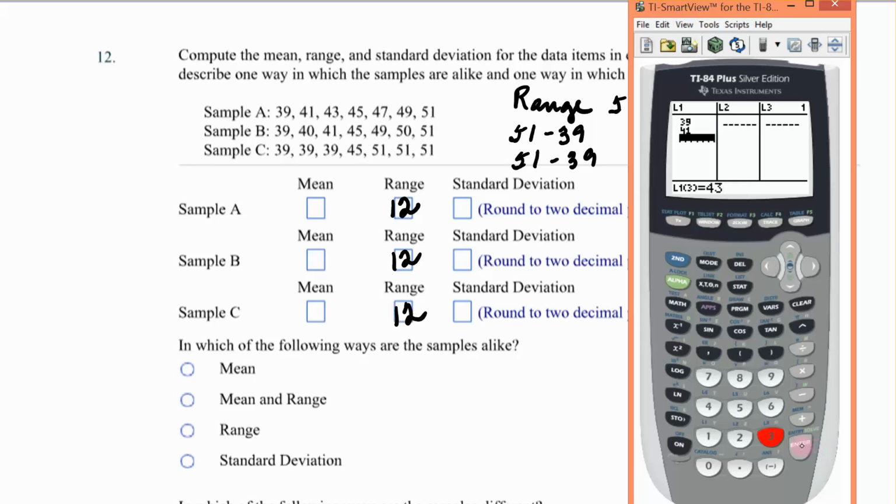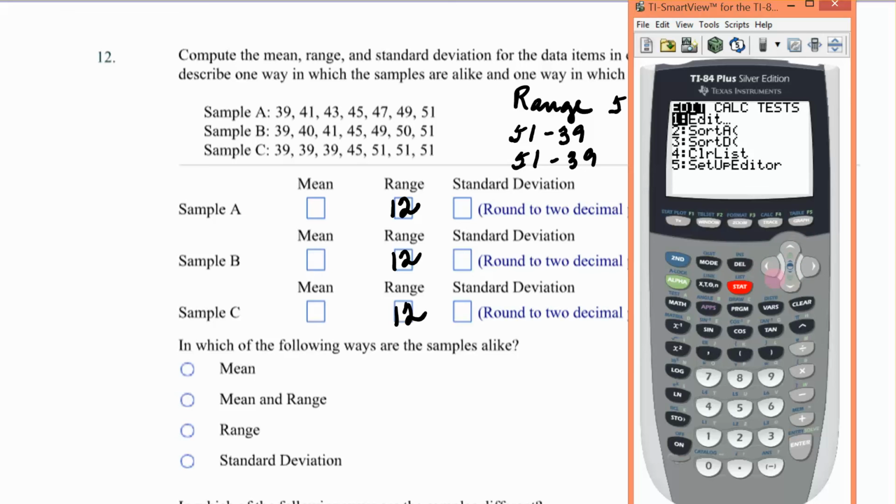39, 41, 43, 45, 47, 49, 51. And I have an error. This was supposed to be 45. So, do I have them all? 39, 41, 43, 45. They did them by counting by twos. All right, I have it all.